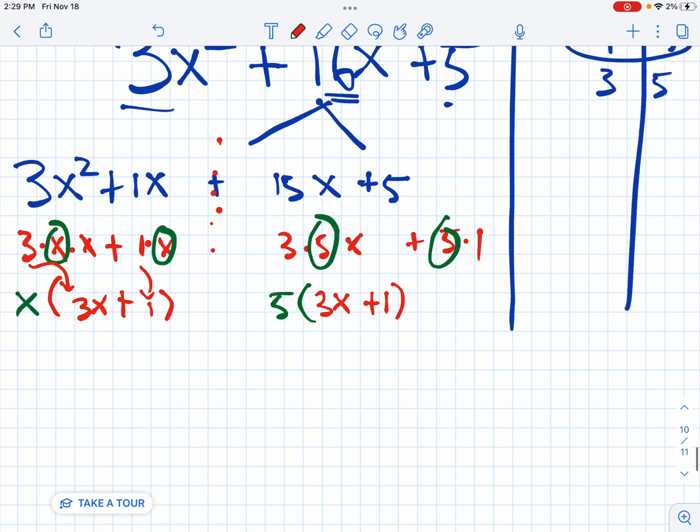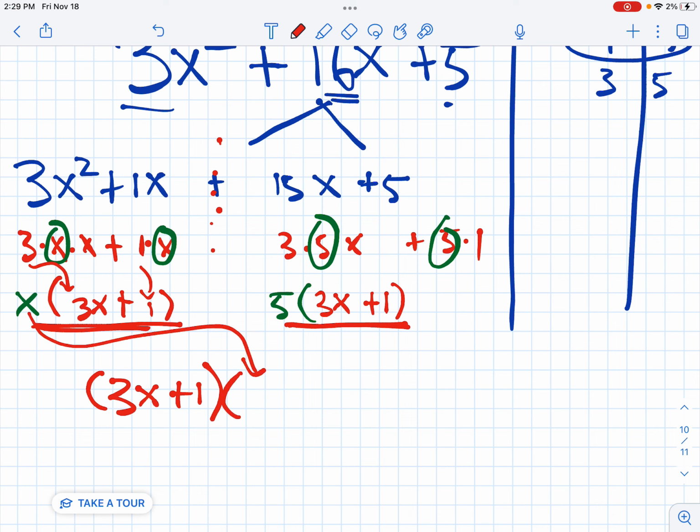Okay, so now here's the cool part. I now have this factor and this factor. Now, just like before, I'm looking at what do these two factors have in common, and the thing they both have in common is the factor 3x plus 1. And just like before, how we put the leftovers in the parentheses, we're going to put the leftovers in the parentheses right here. And now I've got that factor. It is 3x plus 1, x plus 5.